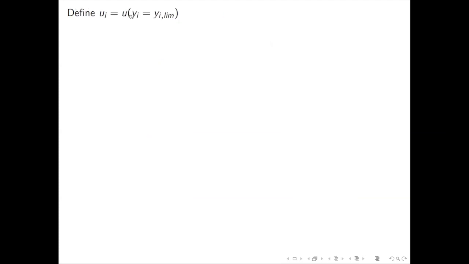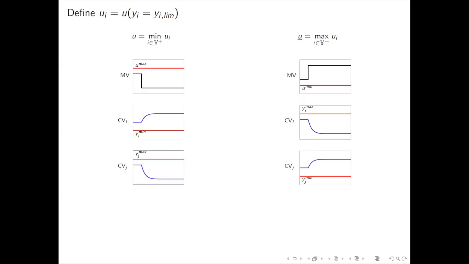Let us define ui as the value of the input u, which at steady state satisfies the constraint yi lim. That means ui gives yi equals yi lim at steady state. Now let u bar be the largest allowed input u that satisfies all the constraints in the set y plus, and u underline denotes the smallest allowed input u that satisfies all the constraints in the set y minus.